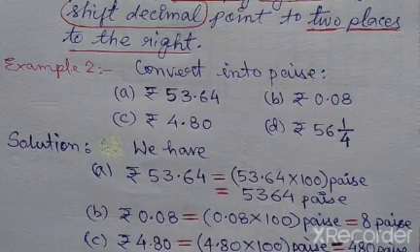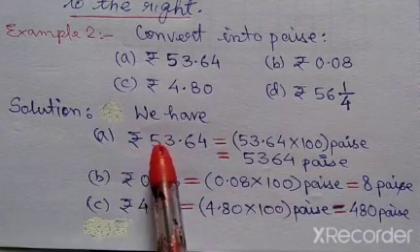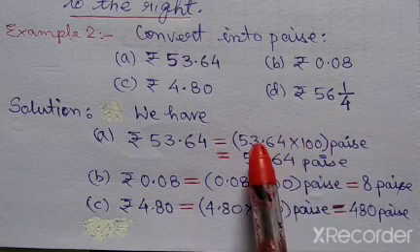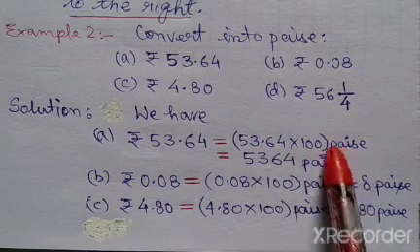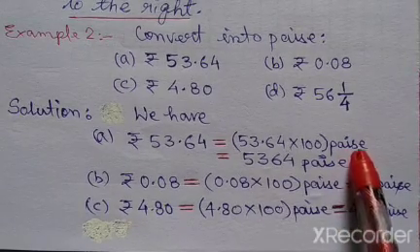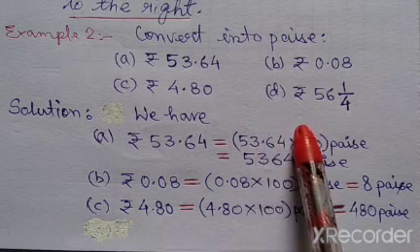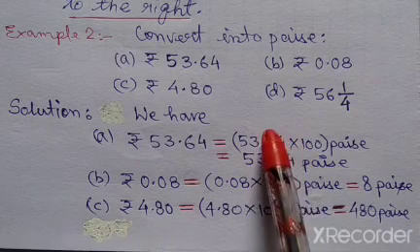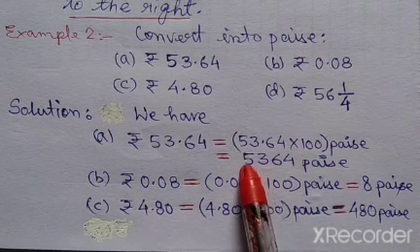So children, how will you convert? Let's start. Let us take the first question, rupees 53.64. So what you have to do children? Simply multiply by 100. That is 53.64 into 100, put the bracket, and after that bracket you have to write paise. This is a very important unit because we are converting into paise. Now what will you do children? Shift the decimal point 2 places to the right hand side. So 1, 2. The decimal point will be shifted 2 places to the right hand side, that will come after 4. So what is the answer?